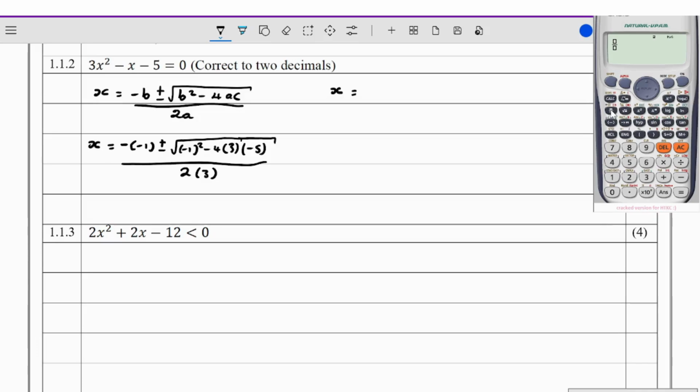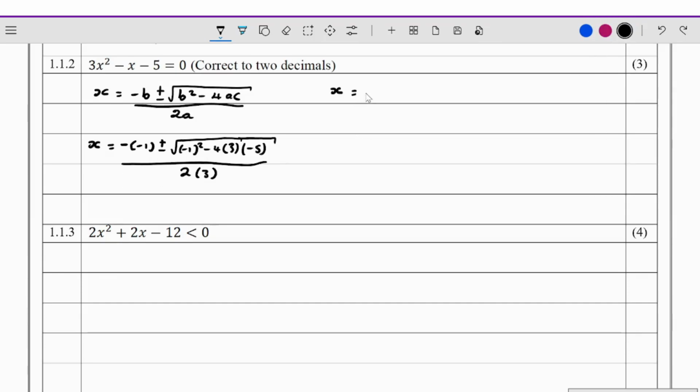You know that the first part is going to be +1, so you just say 1 plus the root of 1 squared, which is going to give me 1, minus 4. The value of a is 3, and then the value of c is -5. Put that -5 there. You close the bracket, and then you divide everybody by 2a. 2a is going to give me 6. Then my first value is going to be 1,46. You can round it off to 1,47.